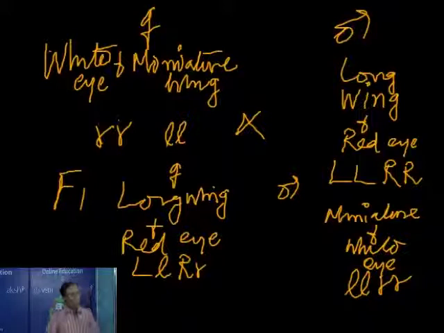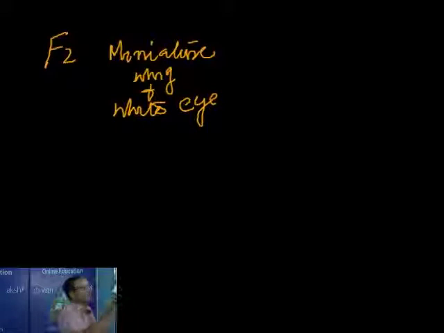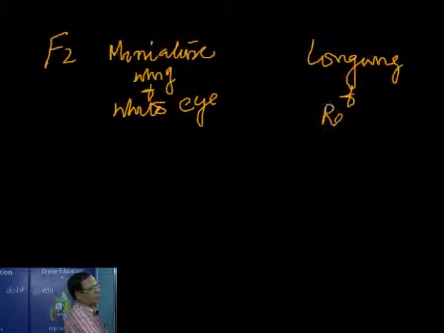So when these F1 individuals were self-fertilized, we once again received results like the previous one, but the results are actually different, with a different percentage of recombinations. Now in F2, normally we have the parallel varieties: miniature wing and white eye, both recessive, and then long wing and red eye.